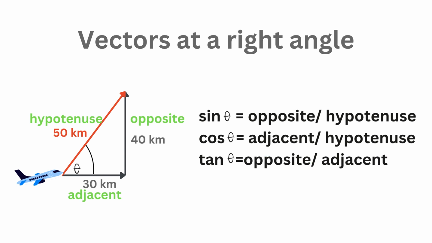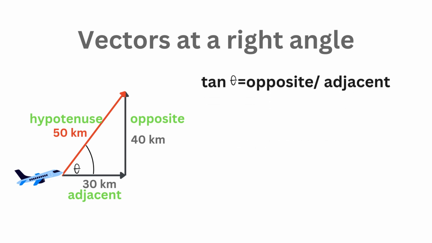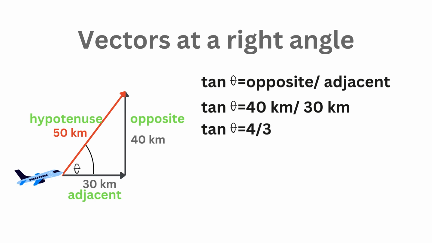Since we know the opposite side, 40 kilometers, and the adjacent side, 30 kilometers, we'll use the tangent function. The formula for tangent is tan theta equals opposite over adjacent. So for this example, tan theta equals 40 kilometers over 30 kilometers, which equals 4 over 3.